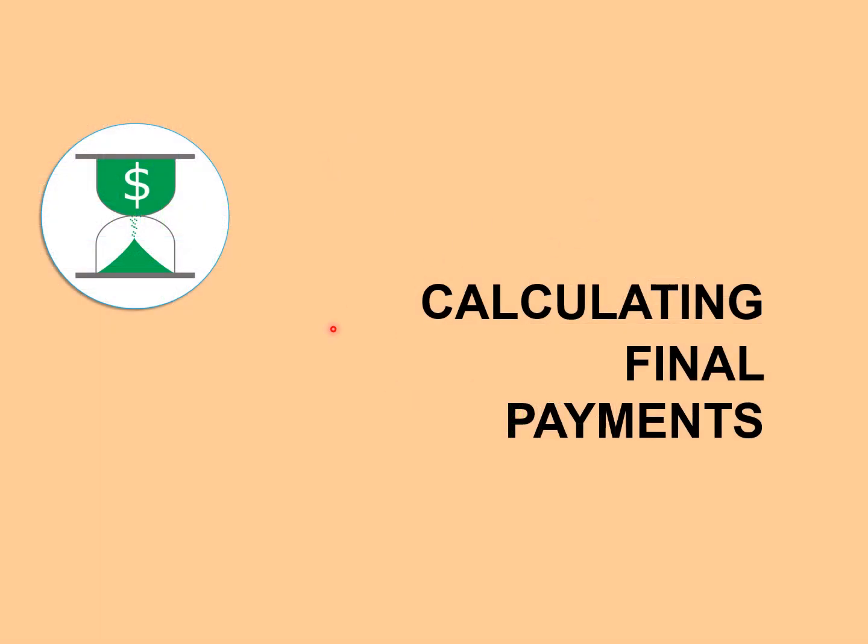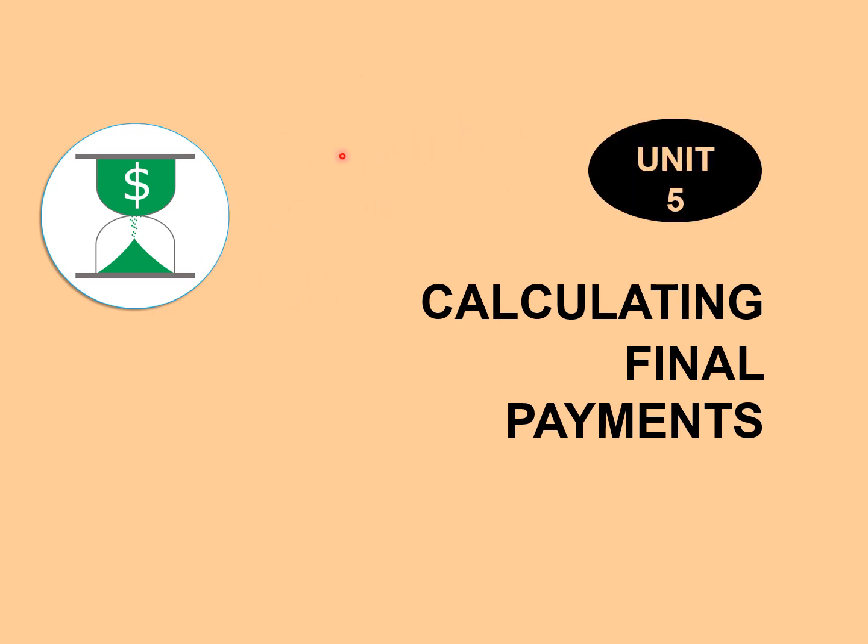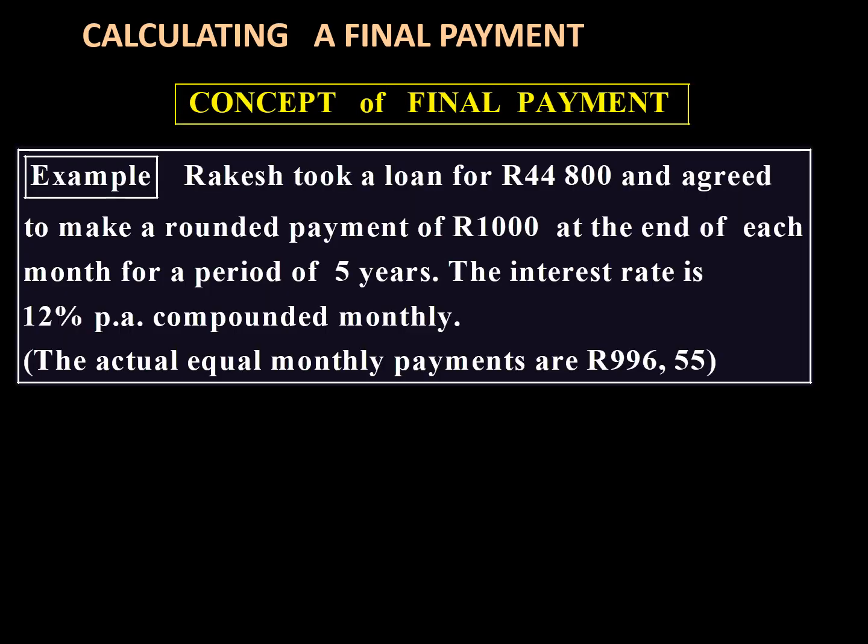We're going to do one more calculation here, and this is the calculation of a final payment. As you have seen before, quite often when you calculate the value of n, you end up with something like 46.9, then we made it 47. So we want to see what is that last payment, which is not a full payment. Let's consider the concept of a final payment. To do this, let's take an example.